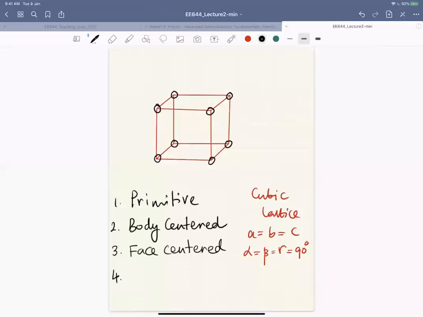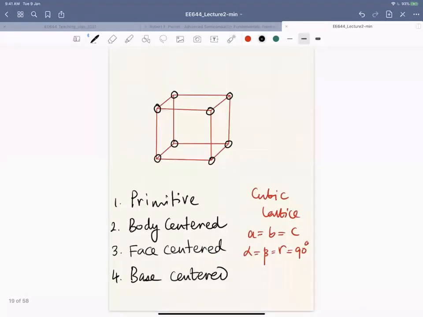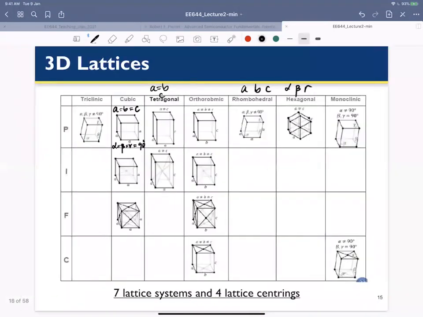And then the other one is base centered, right? So base centered, there are two faces. Basically, in addition to the atoms in the corners, there is one at the bottom and one at the top, right? So a top face. Sorry, base centered, right? So these are the four kinds of lattice centerings.